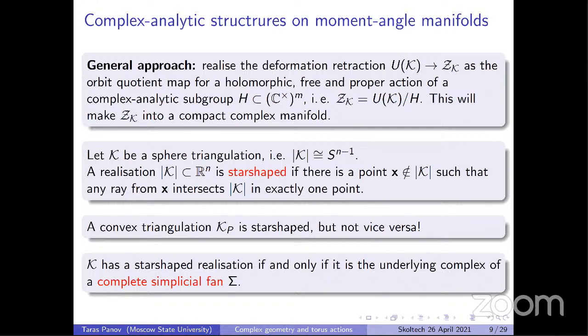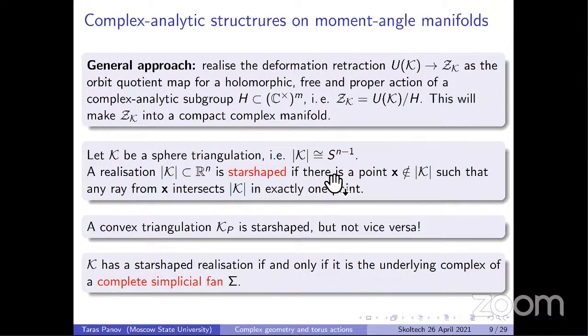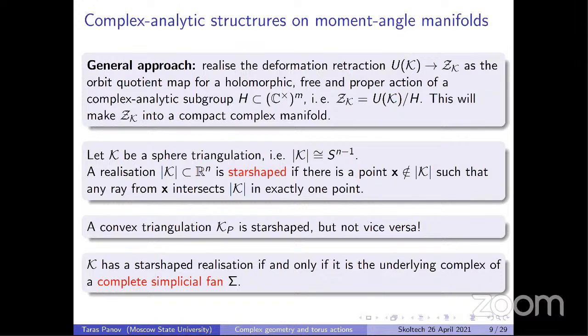Okay, but trivially, a star-shaped triangulation is the same thing as a complete simplicial fan. That's right. I gave a definition of the star-shaped convex geometry here, and it's obviously equivalent to it being the underlying complex of a complete simplicial fan.